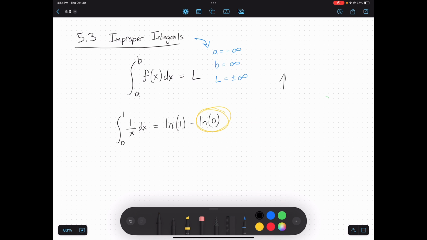We can actually see this by drawing a graph. The graph of 1 over x looks something like this. So if I'm trying to find the area from 0 to 1, that area just keeps going, giving me an infinite area. So we actually have a name for this situation. If the value of your integral is an infinite value, we say the integral diverges.